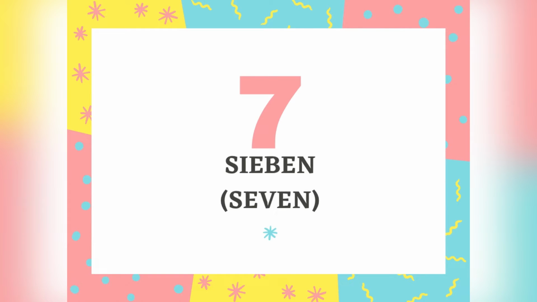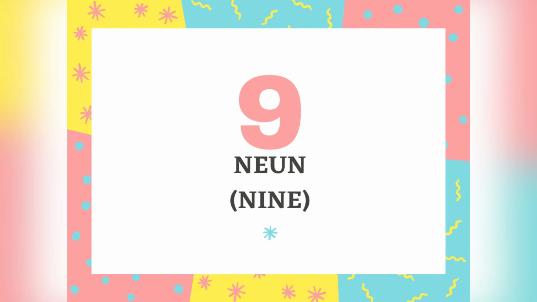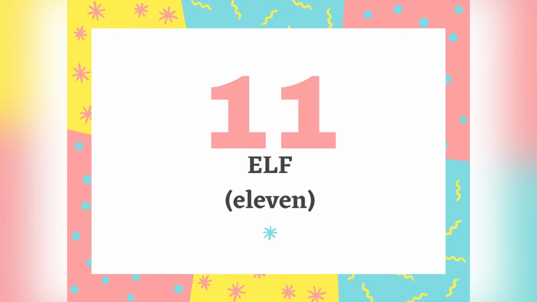Sieben. It is 7 in German. Acht. It is 8 in German. Neun. It is 9 in German. Zehn. It is 10 in German. You should focus on the pronunciation of Z or Z. Elf. It is 11 in German.